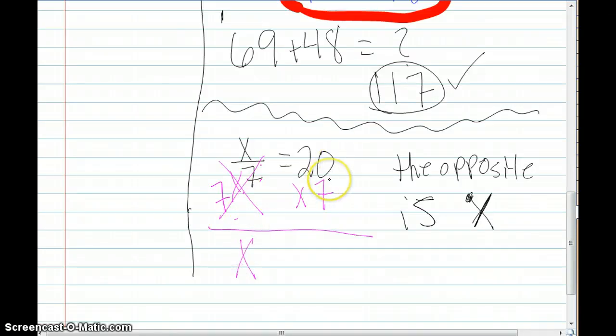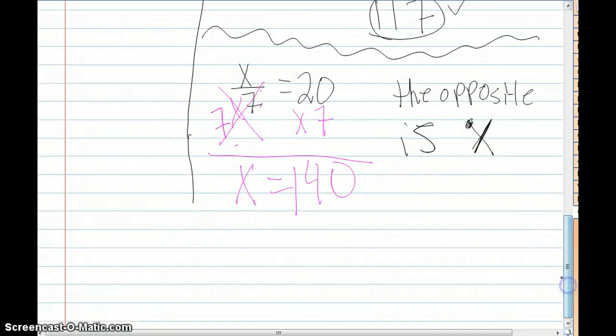I get 20 times 7. I know that 20 times 5 is 100, so plus 2 more, that's going to be 140. I also know 7 times 2 is 14. Then I double check. Is 140 divided by 7 equal to 20? Yes, it does, so I know it's right. And you always use a calculator to double check.